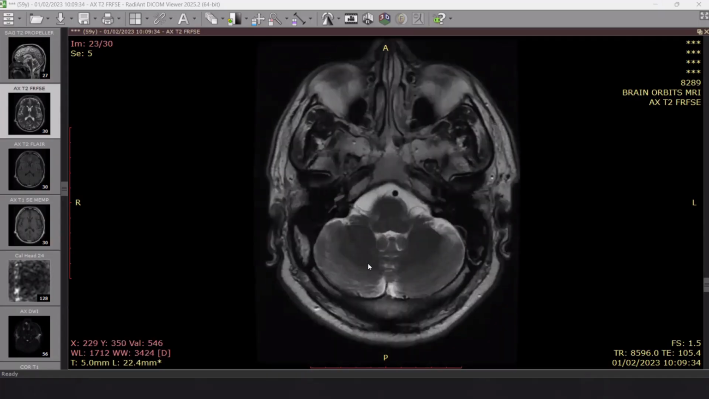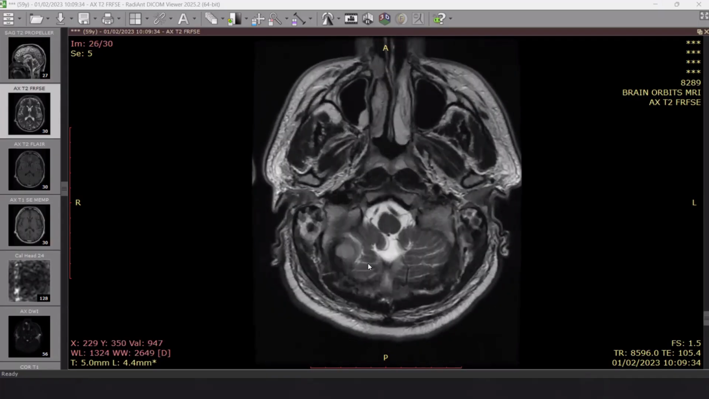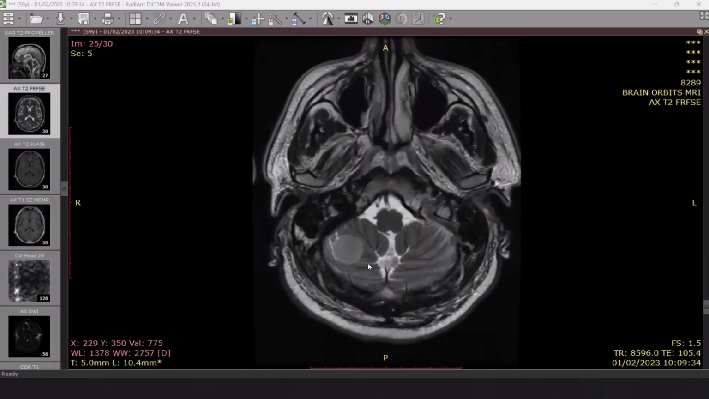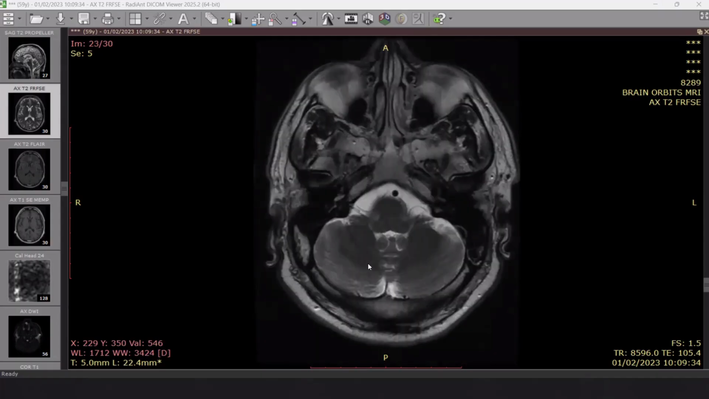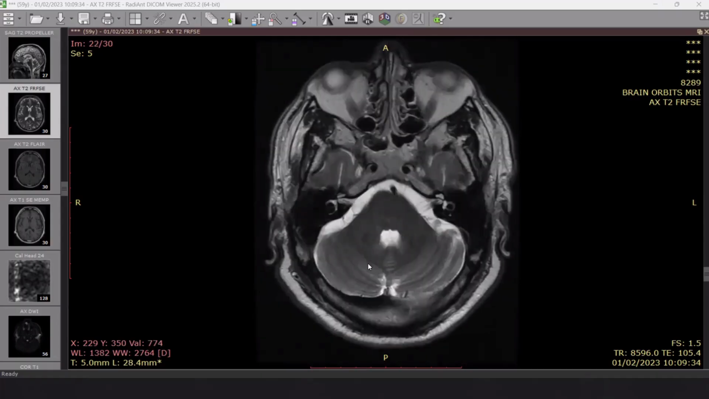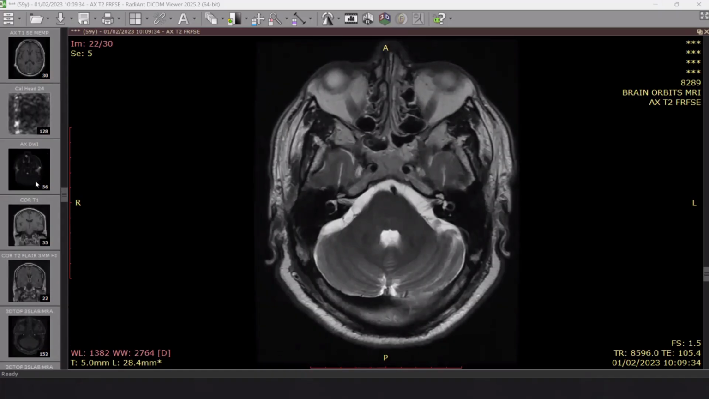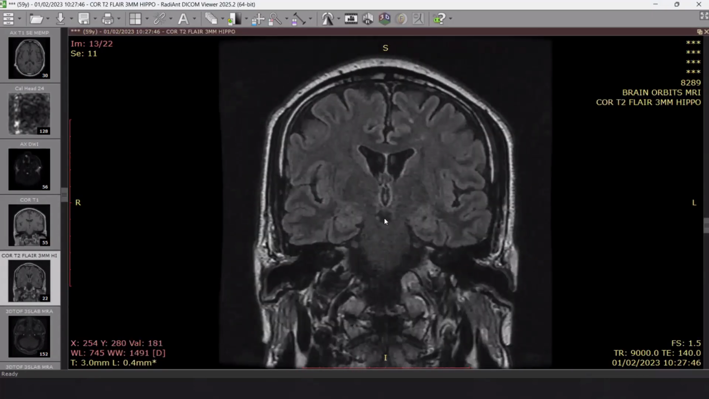Yes, I agree with you that we don't have any other lesions. So I would like to see it on other sequences as well. Okay, let's move to the next sequence.